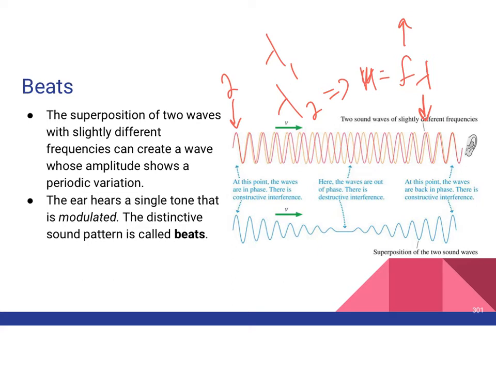Right at the start, I have both crests meeting together, and right at the end, I have both troughs meeting together. These will be areas of constructive interference. But right in the middle, I have the crest from one wave and the trough from another wave, and that will give me completely destructive interference.